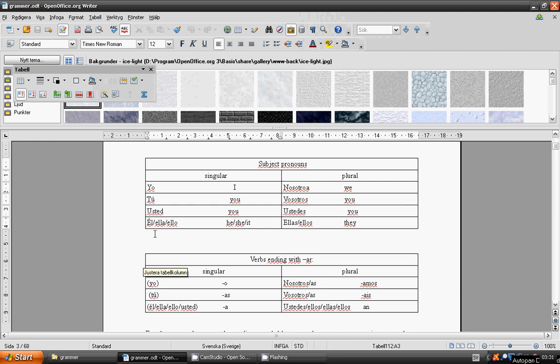Verbs in the Spanish language are in two parts, regular and irregular. Regular verbs are grouped in three, and they end with AR, ER, or IR. Verbs ending with AR, in present tense, AR changes to O, AS, A, AMOS, AIS, AN.